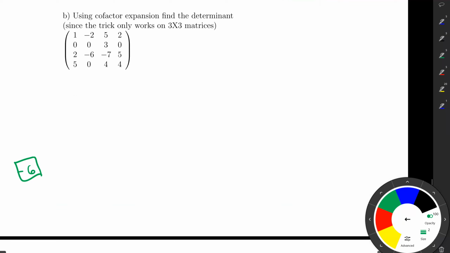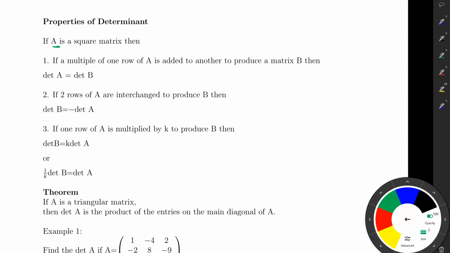Okay, so here are some properties. It has to be a square matrix. You're noticing here that determinants with this cofactor expansion have to be square. So what happens if I do a row operation? If I multiply one row of A and add it to another row, an elementary row operation, to make a new matrix B, then the determinants are the same.